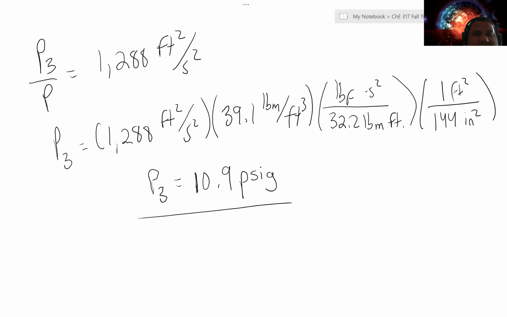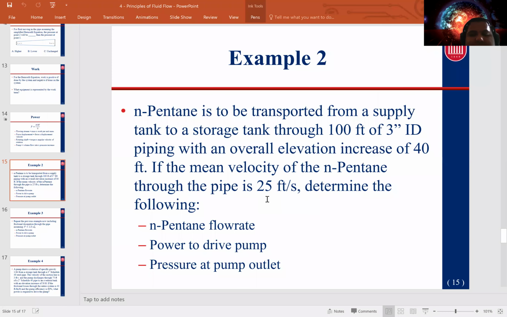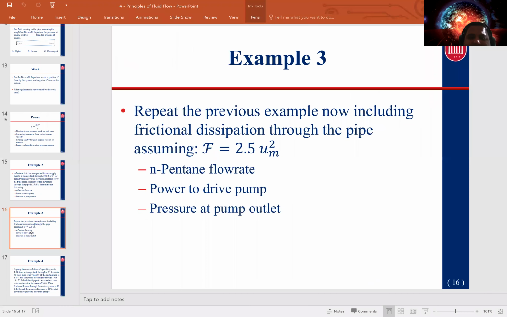All right, I'm going to go ahead and skip this next example, which looks at bringing in friction. So I encourage you to, in your study time, take a look at example 3 in the lecture. See if you can look at how these values that have been asked change as associated with the presence of friction through the pipe.